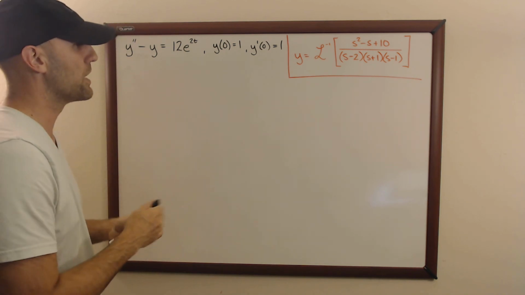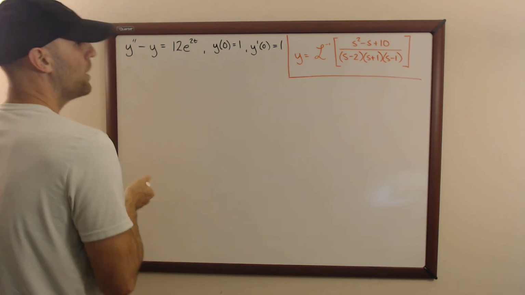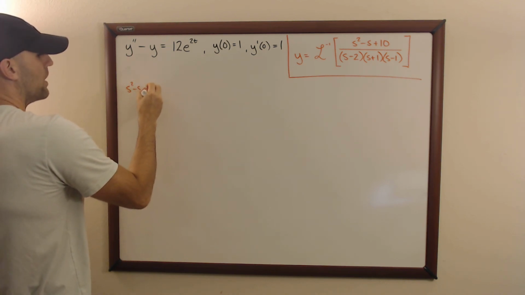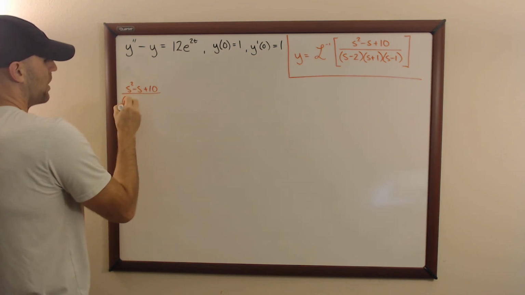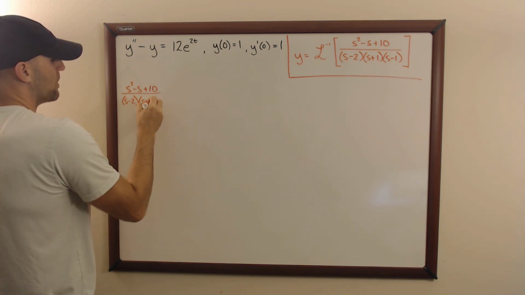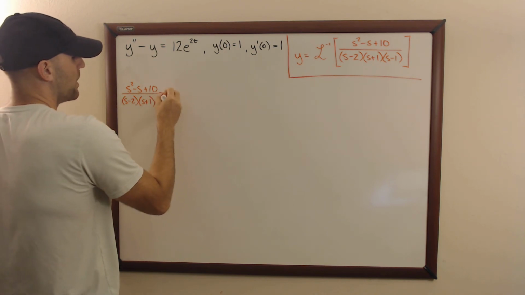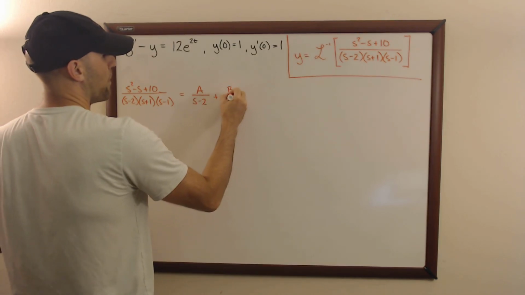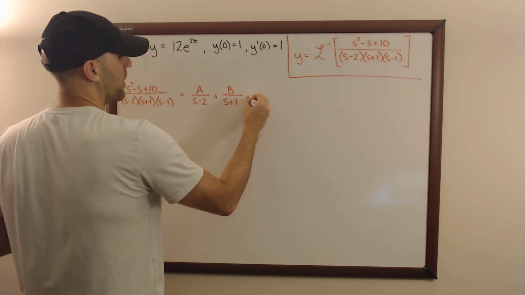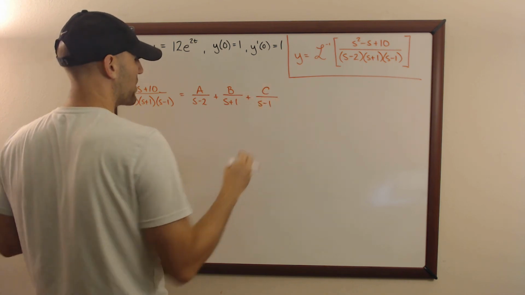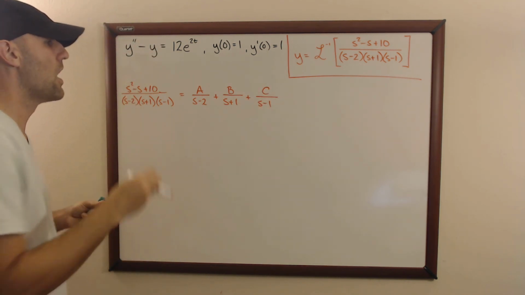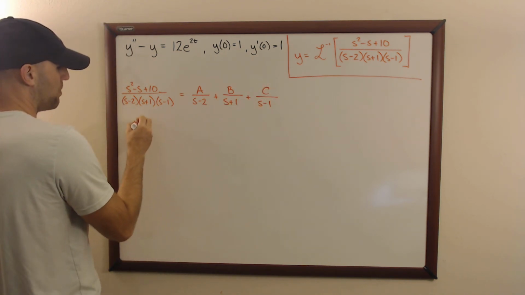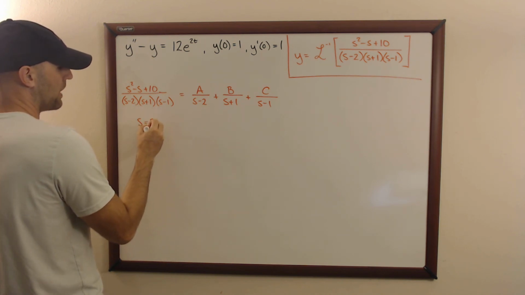All right, let's go ahead and decompose this. So, what I know is that s squared minus s plus 10 over s minus 2, s plus 1, s minus 1 is equal to a over s minus 2 plus b over s plus 1 plus c over s minus 1. It's going to be a very, very easy decomposition for us. All of these factors are all linear and they're all unique. That's great. It means I can achieve a complete decomposition here by just plugging in example values for s.